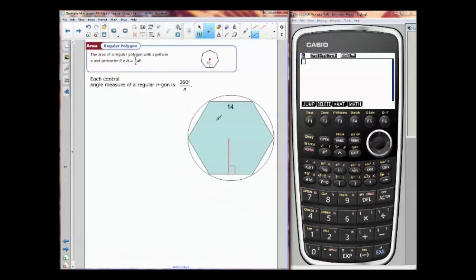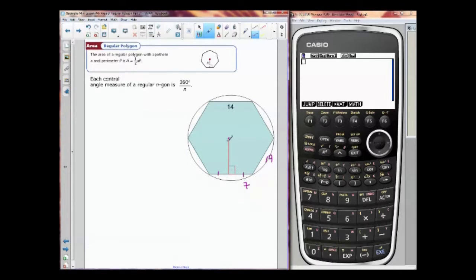Here we have a hexagon. We have 6 sides, 1, 2, 3, 4, 5, 6. And we have the center of our circle, which is the center of our polygon right here. And we have a side length of 14, so all these are 14. Now since this bisects, this part right here is 7.